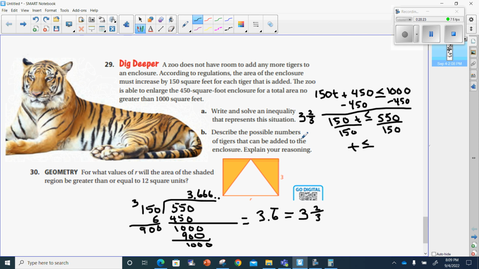Now it says describe the possible number of tigers that can be added. Well, 3 2/3. You can't go ahead and get 2/3 of a tiger, so you could add 0 tigers, you could add 1 tiger, you could add 2 tigers, you can even add 3 tigers, right? Explain your reasoning. I think we just did it over here. This is the number that's underneath 3, right? And that's it. Looks like I'm done. The rest is yours to do. I will see you in class for grading.